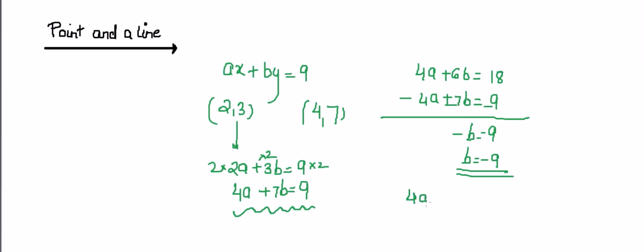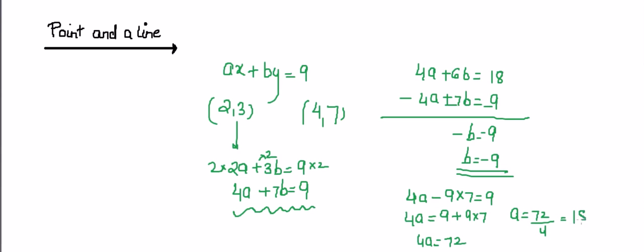So 4a minus 9 into 7 equals 9. 4a is equals to 9 plus 9 into 7, that is 63, and 4a, 63 plus 9, 72, and a is equals to 72 over 4, which will give you 18. So a is 18 and b is minus 9.